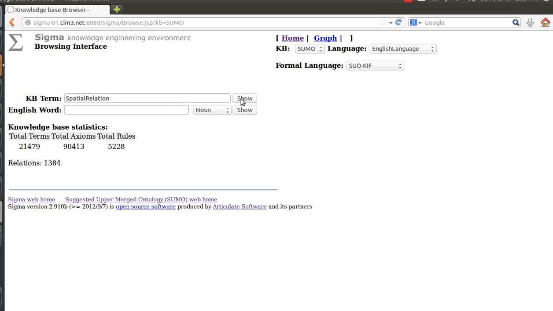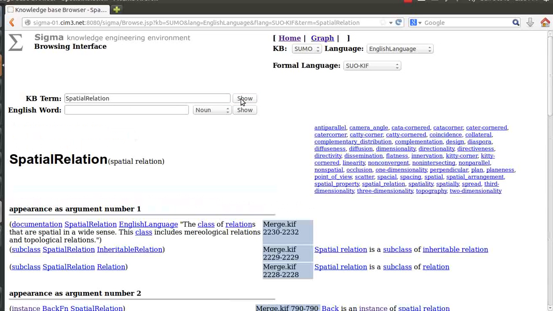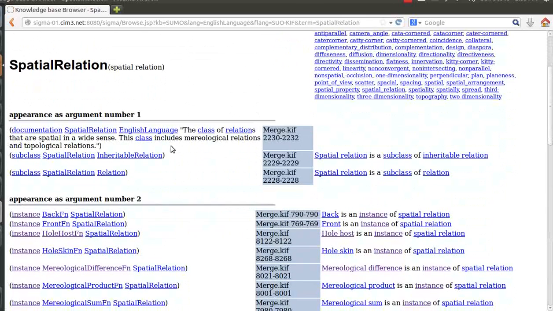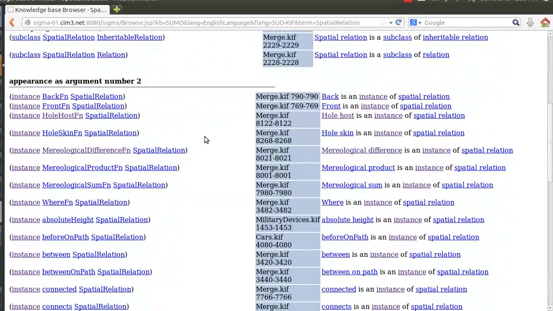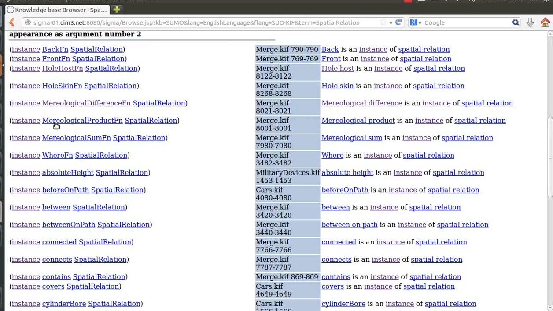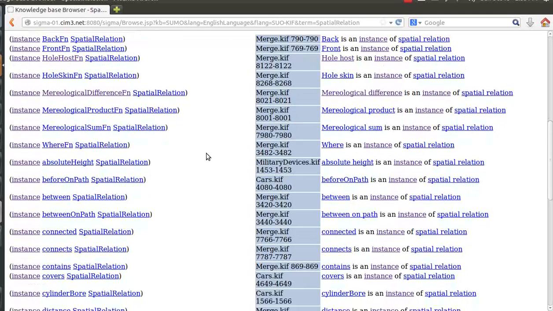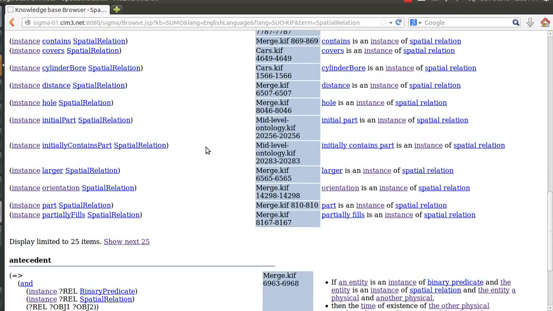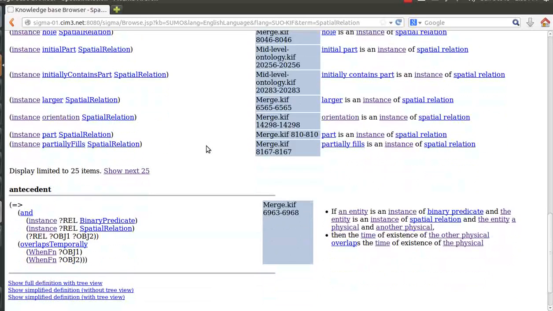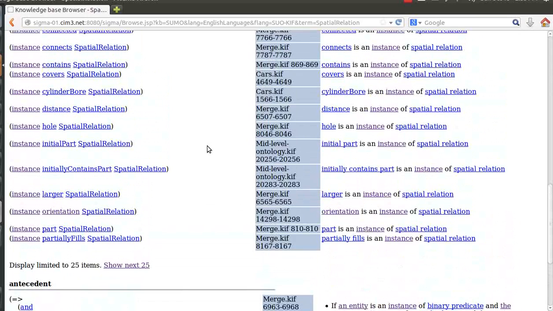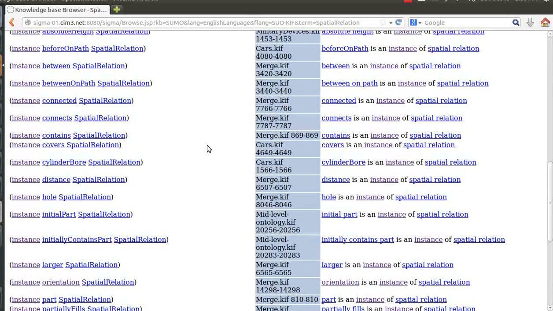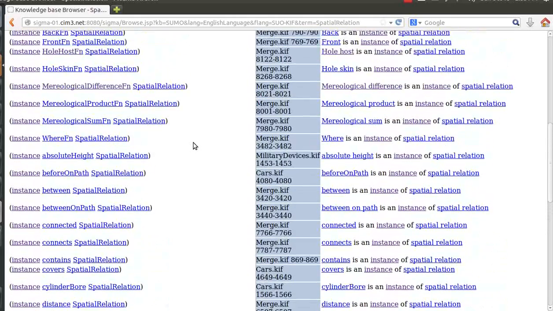Okay, so let's take a look at spatial relation. All right, so class of relations that are spatial, as expected. Get a list of a lot of instances of spatial relation. Okay, a lot to choose from here. So I'd encourage people to spend some time browsing around and see what's here. If you're going to be working on a project that has a need for talking about space, and most practical or common sense projects will at some point, good idea to familiarize yourself with a few of these things.